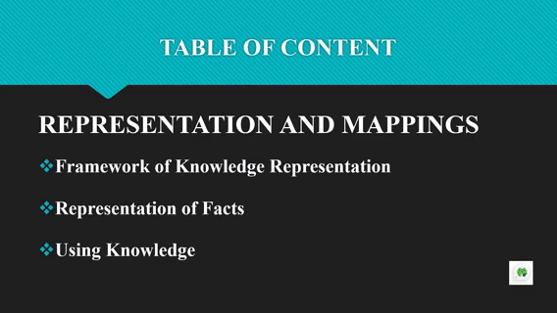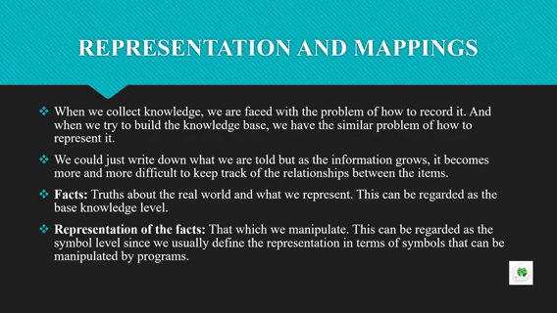This is the table of contents of representation and mapping. It has three types. First one is framework of knowledge representation. Second is representation of facts. Third one is using knowledge. And this is the representation of mapping.